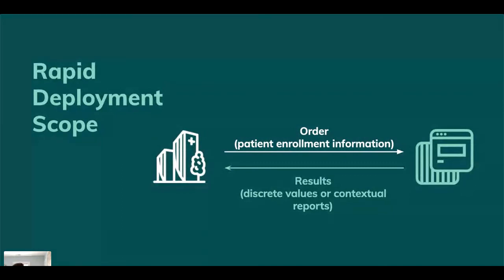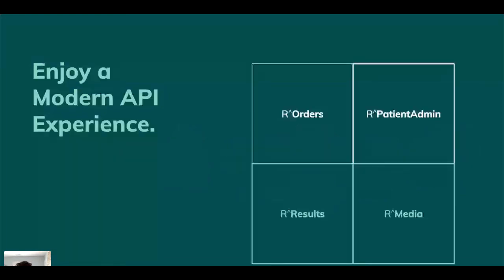And these can be discrete values, right? Like it can literally be a specific reading that is consistently updated, or it could be results in the form of a contextual report. It could be a PDF document. But the gist of it is an order out and then results in. And then how that works in the Redox world is that from a remote patient monitoring vendor side, this means you are going to be interacting with 2 of these 4 APIs.